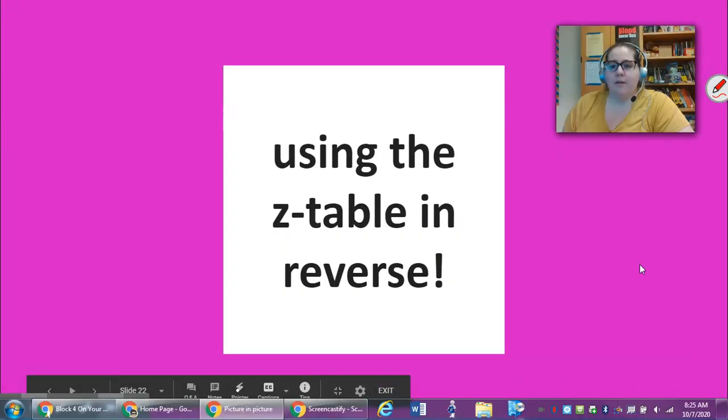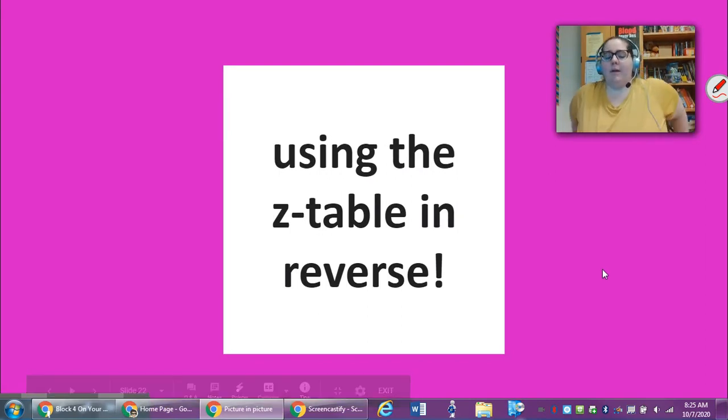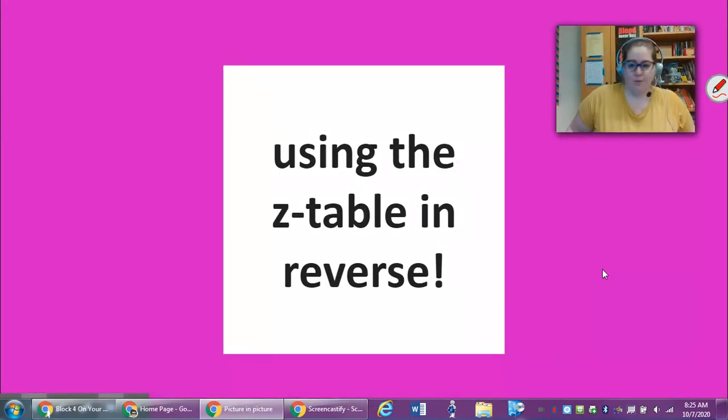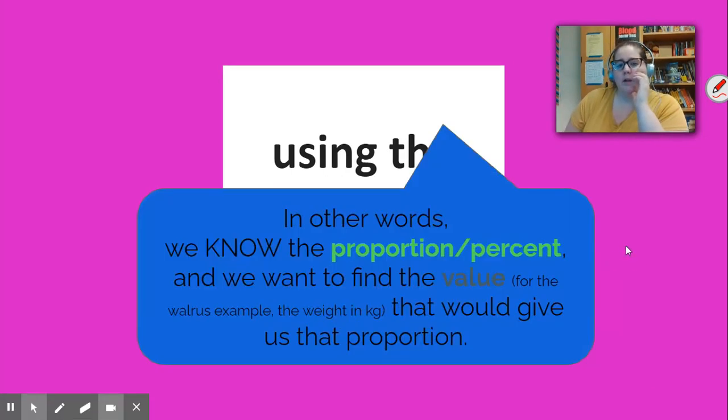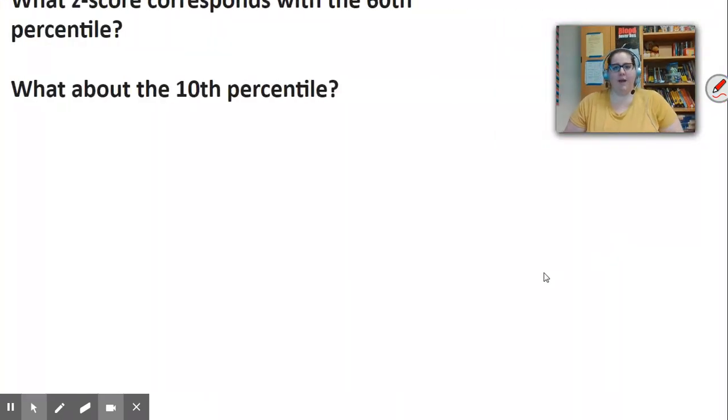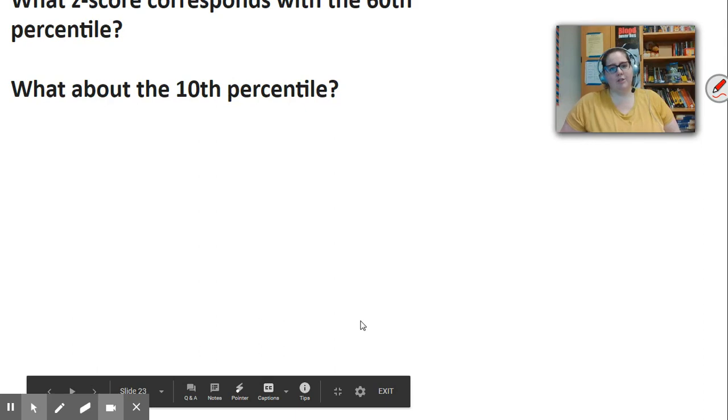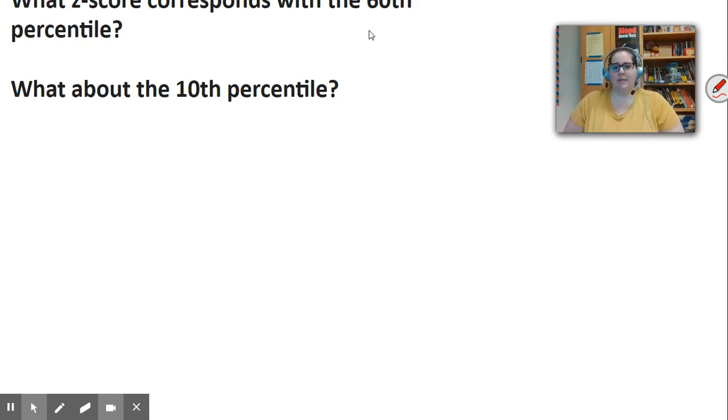Okay, so the last little topic for today is we're going to look at how we might use the z-table backwards to answer an opposite question. In other words, if we know the proportion or percent that we want, and we want to find the value, or for the walrus example, the weight that would give us that proportion, we're doing everything backwards. So this is the kind of question that we'll ask about things like percentiles. This up here, it got cut off, says what z-score corresponds with the 60th percentile.